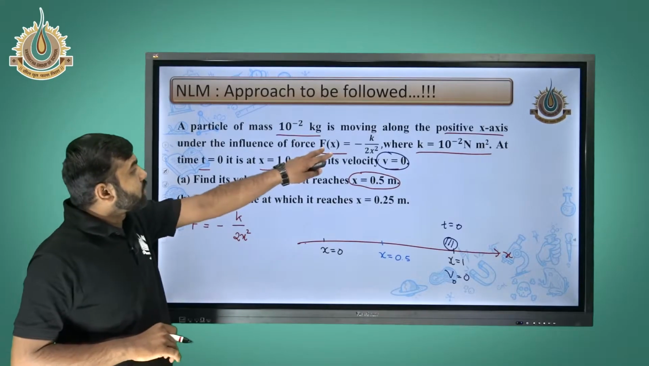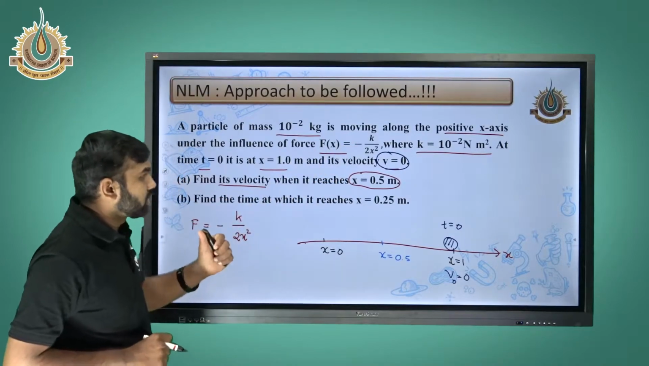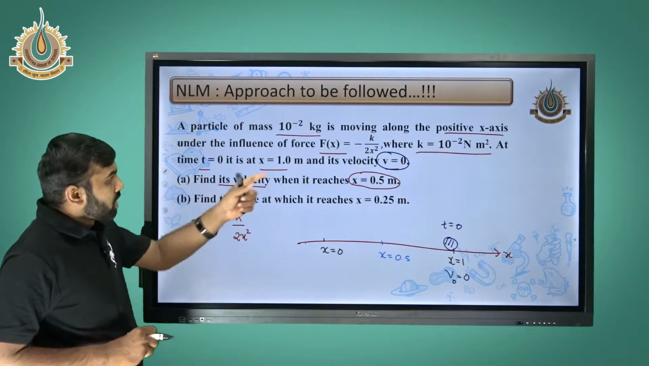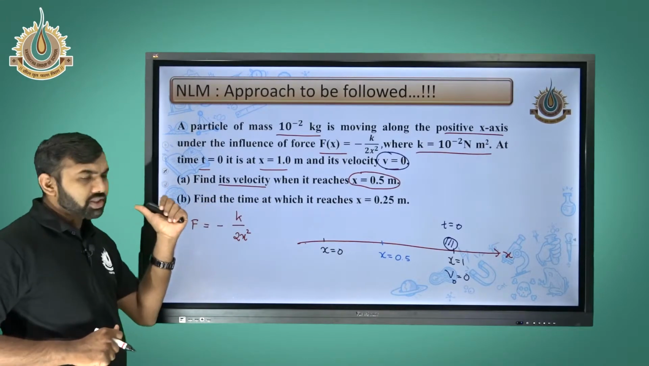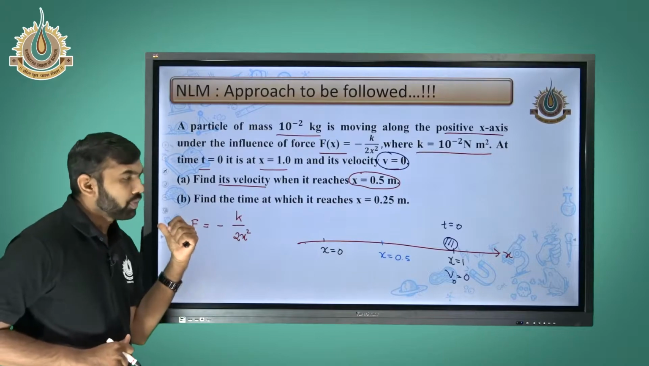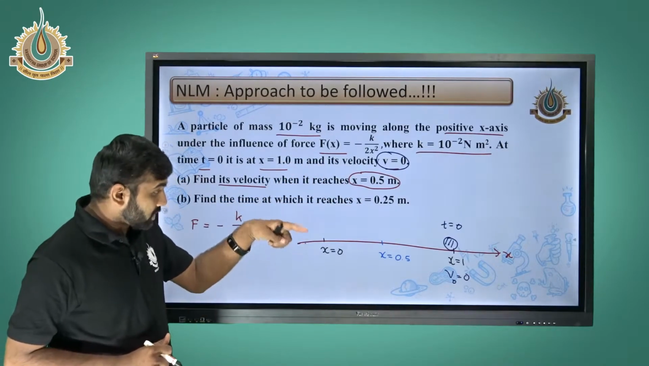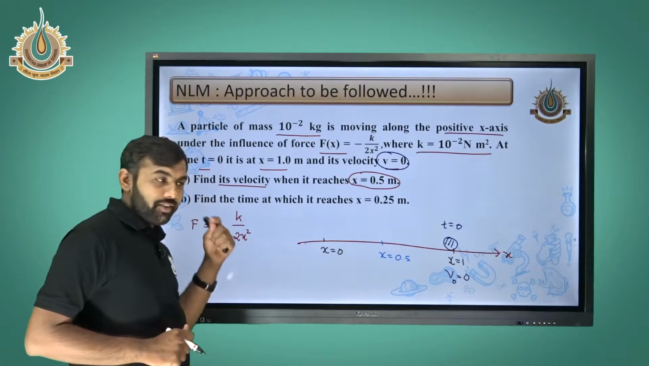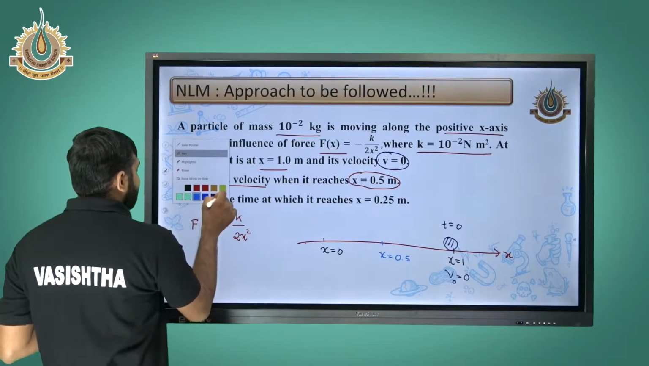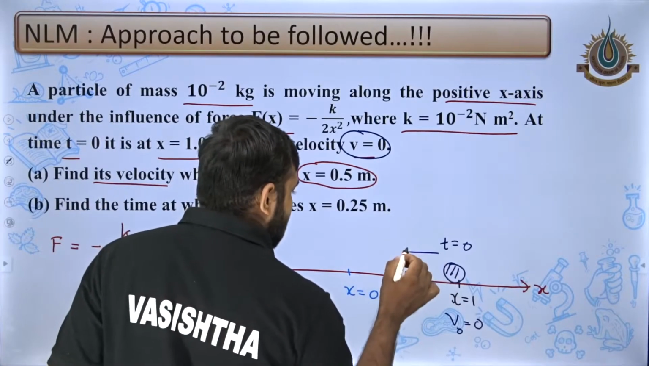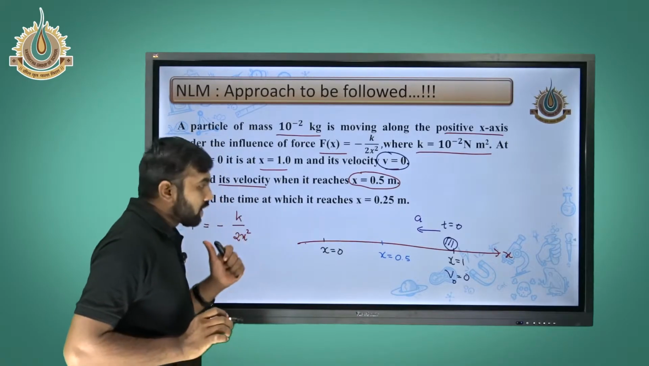Now the force is given to us, F is equal to minus K upon 2x square. The negative sign indicates the force is towards the negative direction. So the initial acceleration is also towards the negative x direction. Initially the particle is at rest, so the particle starts its motion along the negative x direction. Let's draw the figure with the acceleration. So acceleration is in this direction, and it starts moving along the negative x direction.